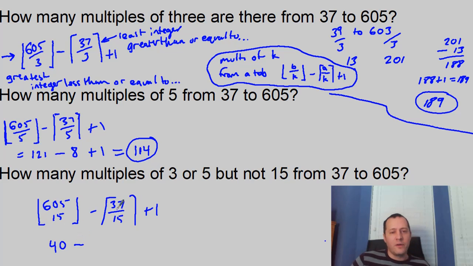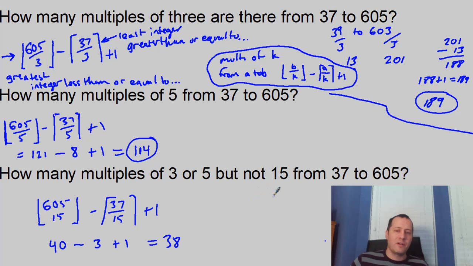And then 37 divided by 15, that's just going to be 2 and change, and we're going to round up, so it's actually going to be 3, and then plus 1. It's what, 37 plus 1, 38. So there are 38 multiples of 15 in here. And what we want, though, are multiples of 3 or 5, but not 15.